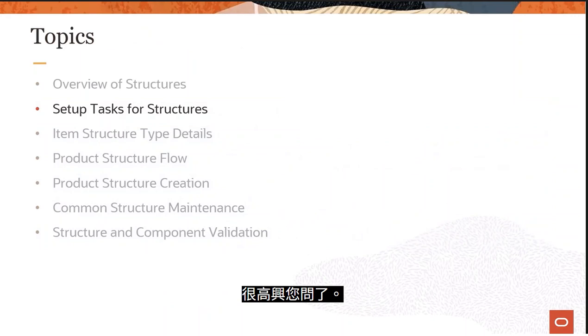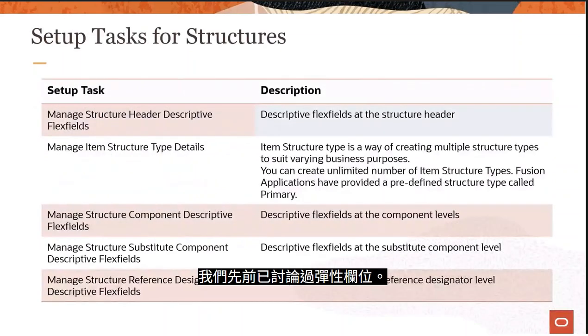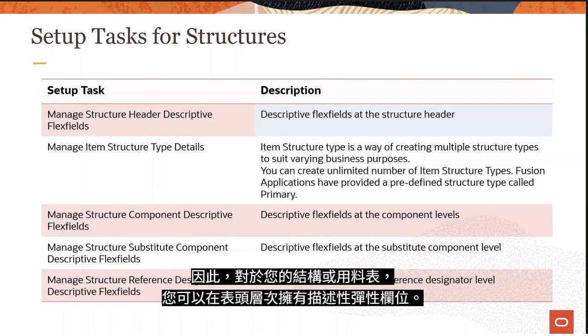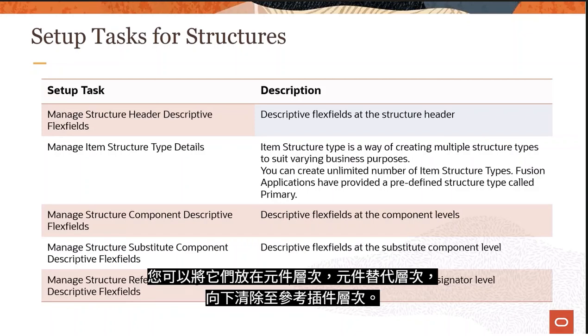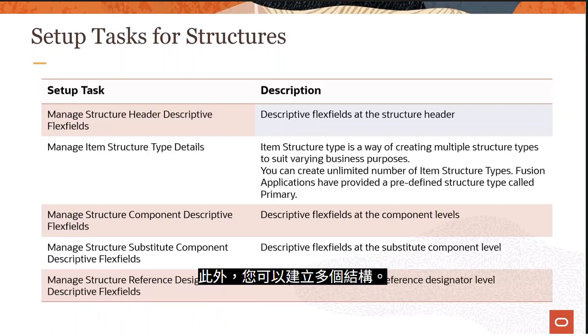Glad you asked. We've talked about flex fields previously. For your structures or bills of material, you can have descriptive flex fields at the header level. You can have them at the component level, the component substitute level, clear down to the reference designator level. Plus, you can create multiple structures. Just remember that the primary bill of material type is the one that's seeded.